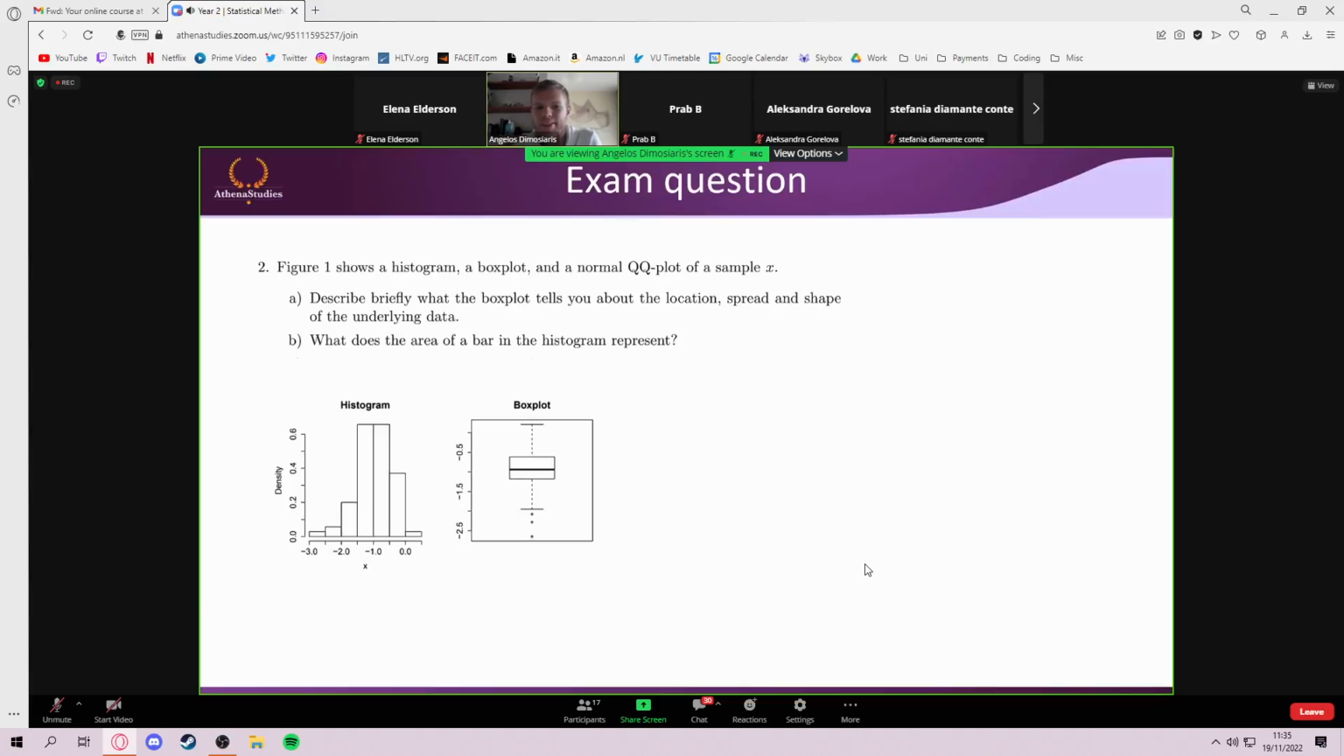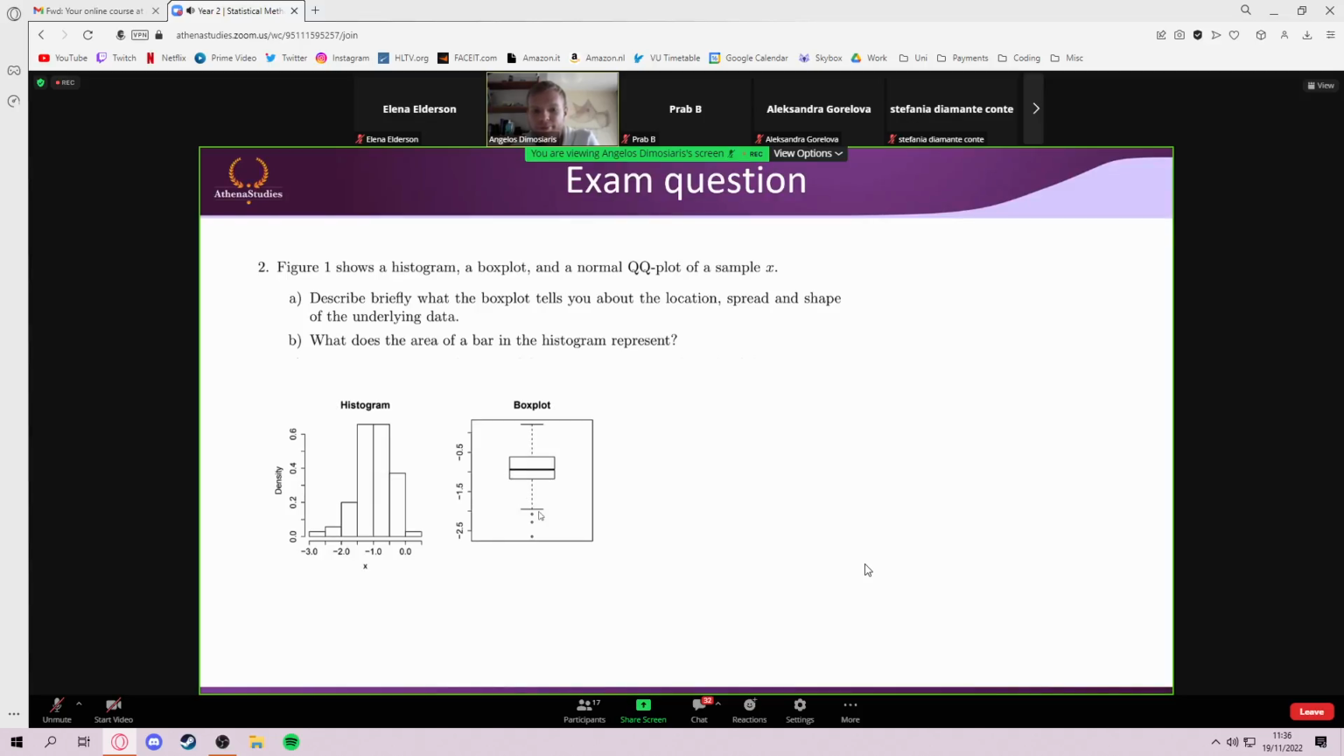That's more about A, right? Yeah, okay. So number B is more general. Yes. Okay. So you're talking about A. Let's go with A. Right. So the box plot tells you about the location, spread, and shape of the underlying data. Here is -1. This is the median in this case, right? So it's the median.